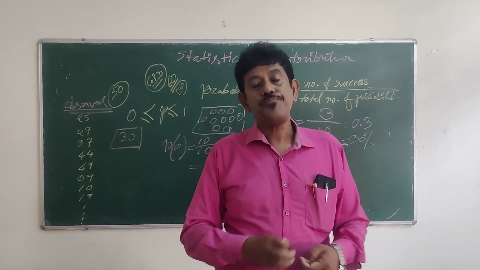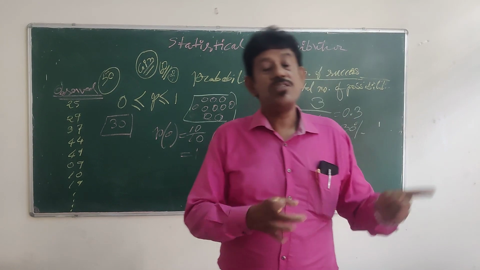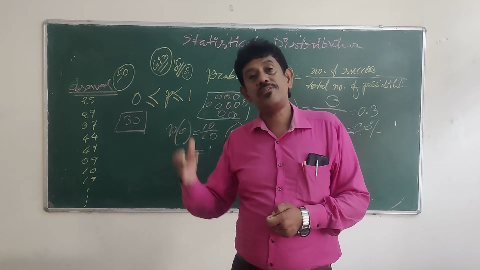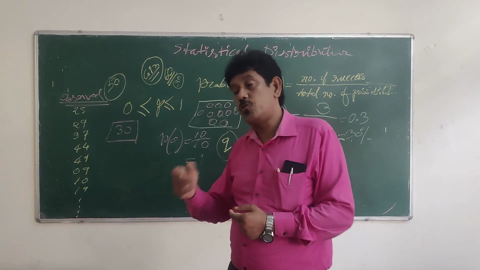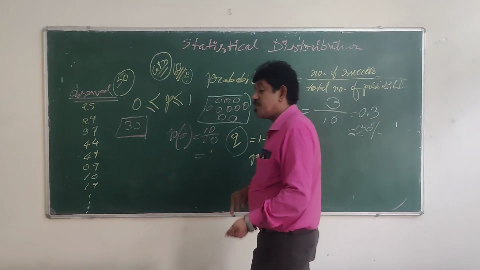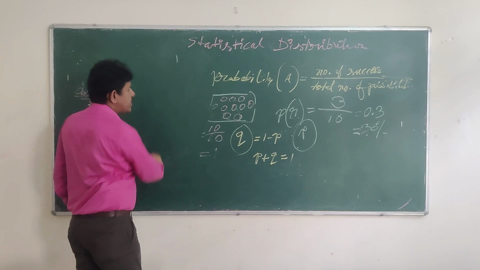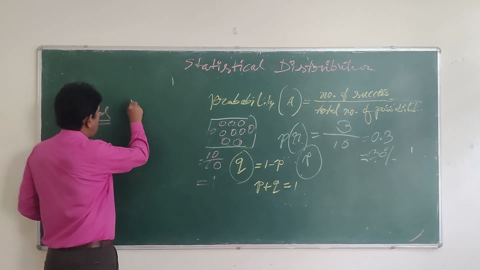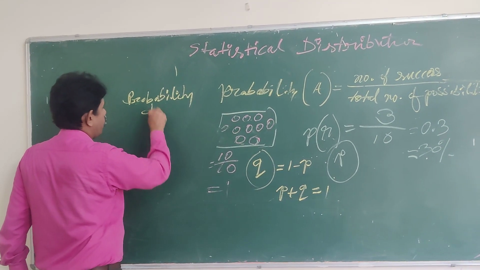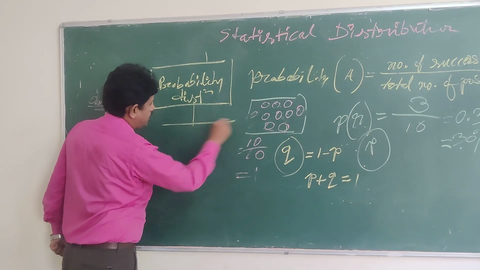This is probability distribution. This is not observed distribution. So we use different types of probability distributions to analyze different sets of problems which we generally encounter. Again, in case of probability distribution, we shall have two types.